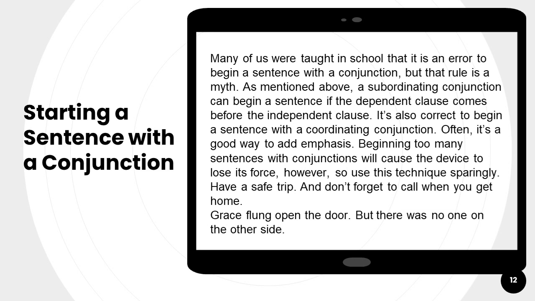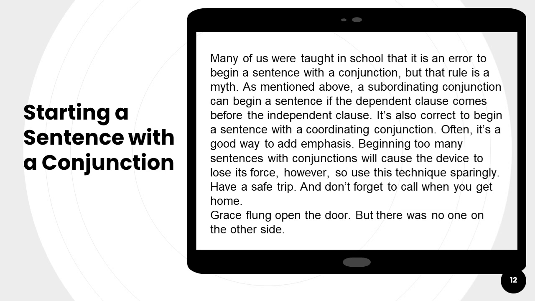How to start a sentence with a conjunction. Many of us were taught in school that it is an error to begin a sentence with a conjunction. But that rule is a myth. As mentioned above, a subordinating conjunction can begin a sentence if the dependent clause comes before the independent clause. It is also correct to begin a sentence with a coordinating conjunction. Often, it's a good way to add emphasis. Beginning too many sentences with a conjunction will cause the device to lose its force, however, so use this technique sparingly.